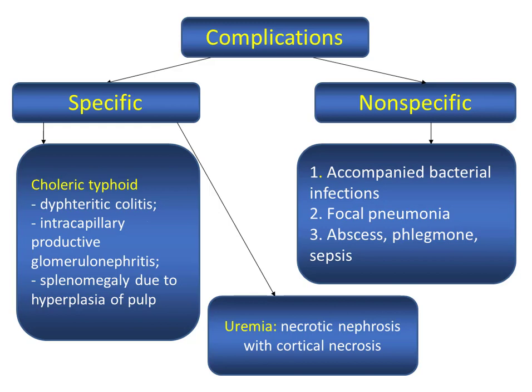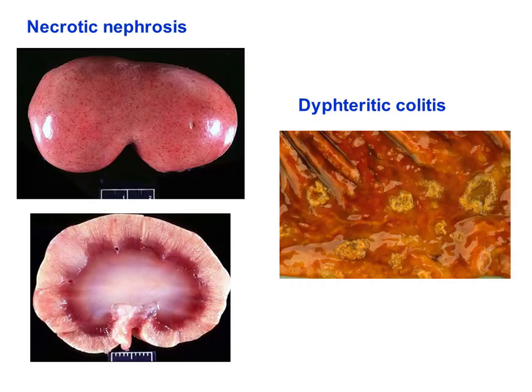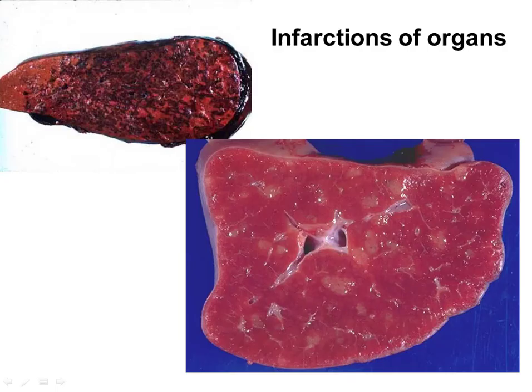Splenomegaly with infarcts and hyperplasia of the pulp. In the liver, multiple necrosis due to thrombosis of the interlobular vessels. Changes in the kidney are characterized by subacute extracapillary glomerulonephritis or maybe necrotizing nephrosis. Like in this photo, we see necrotic nephrosis, it's the kidney, and here are signs of diphtheritic colitis. In this photo, we see numerous infarctions here and here and here.